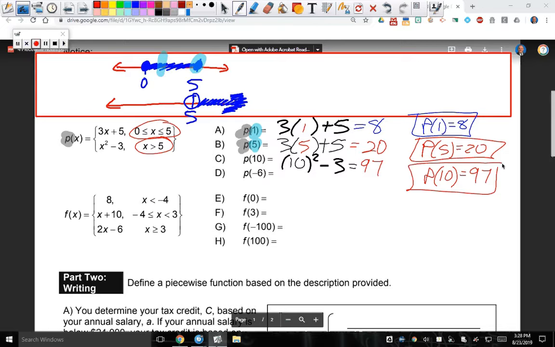Look at the next one. We're still plugging into P, but this time we're going to plug in a negative 6. I'm already there. There's nowhere that we can plug this into. So you don't leave it blank, you're going to say that you can't define it. So with a piecewise defined function, if you can't define it, you're going to put undefined. This is not dividing by 0 undefined. It's something a little bit different, but we still use undefined. Okay? So let's put undefined.